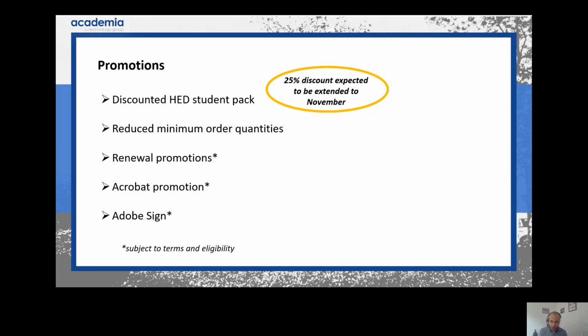It has expired and been reintroduced a couple of times, but again, I wouldn't be surprised if that is the last we see of it in November. In addition, Adobe have helped reduce minimum order quantities. So that higher education pack we've just talked about now has a minimum order quantity of only 100.